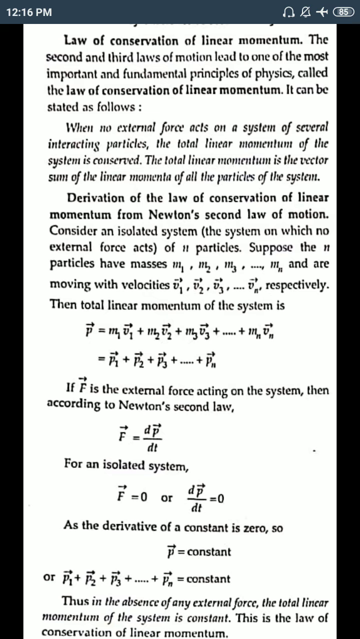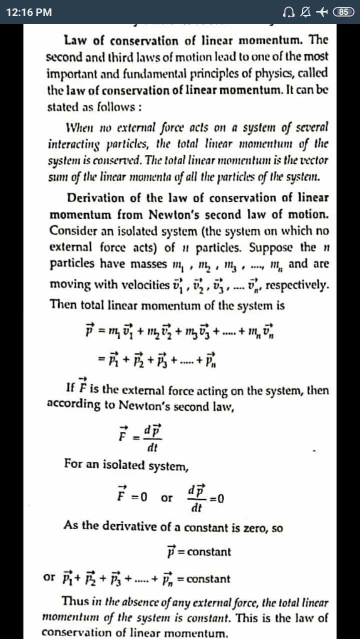Here we consider an isolated system. Isolated system means the system on which no external force acts. So we consider an isolated system consisting of n particles. Here I will consider n particles in place of 5. Suppose the n particles have masses m1, m2, m3, up to mn, and they move inside the system with velocities v1, v2, v3, up to vn.